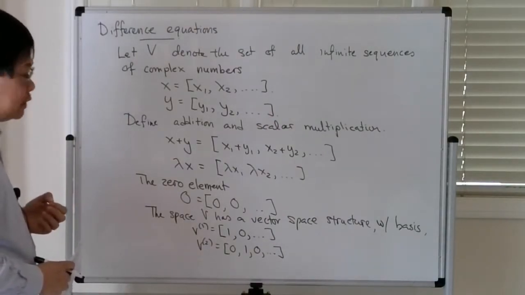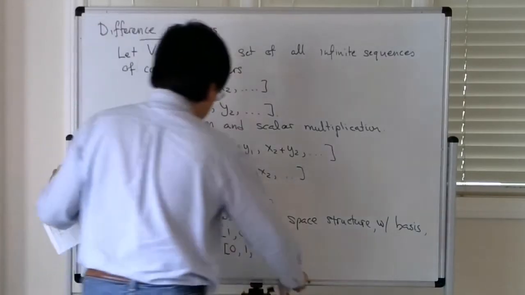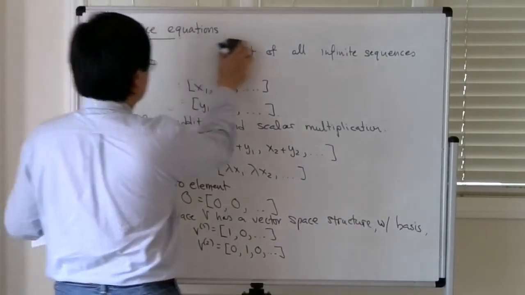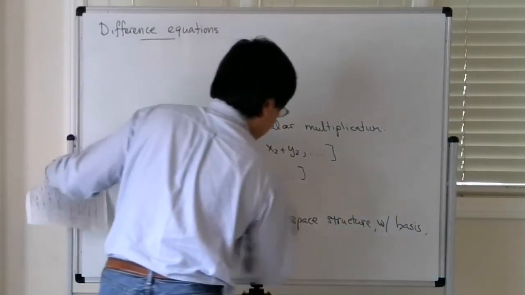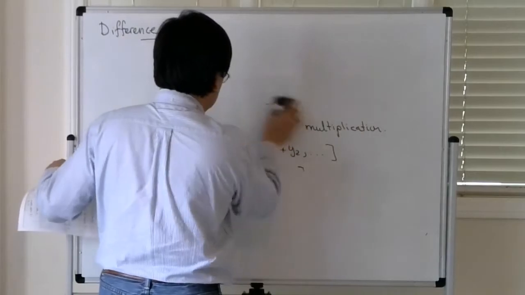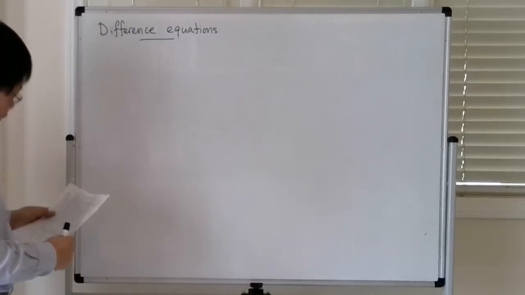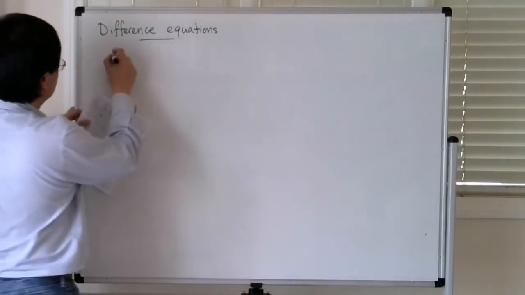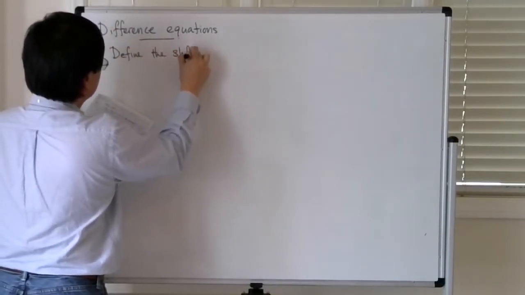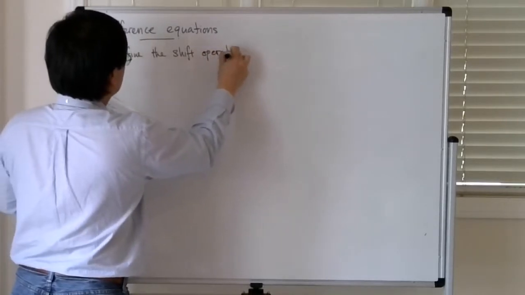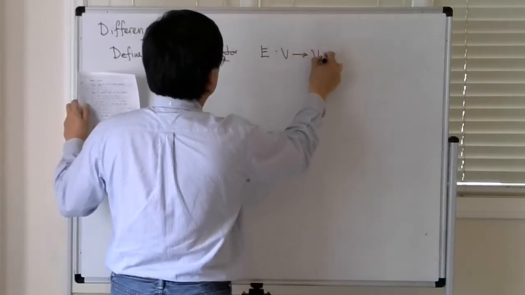Okay. All right, so once you have that, then you can try to write down constant coefficient difference equations in terms of operators on this vector space V. So let's see how you go about doing this. The fundamental operator on this vector space is what's called the shift operator. Let's just denote this by E, as a map from the vector space to itself.